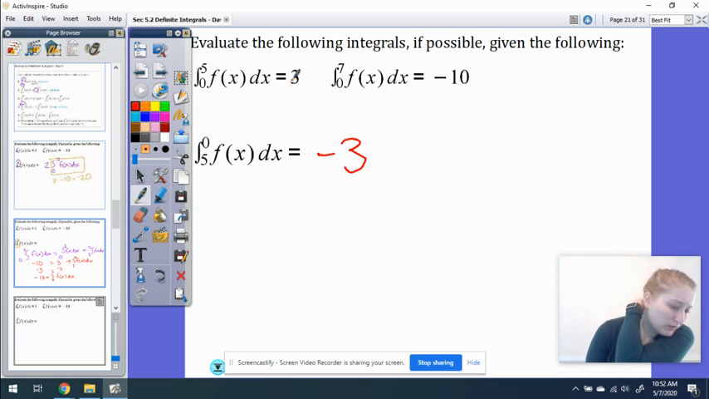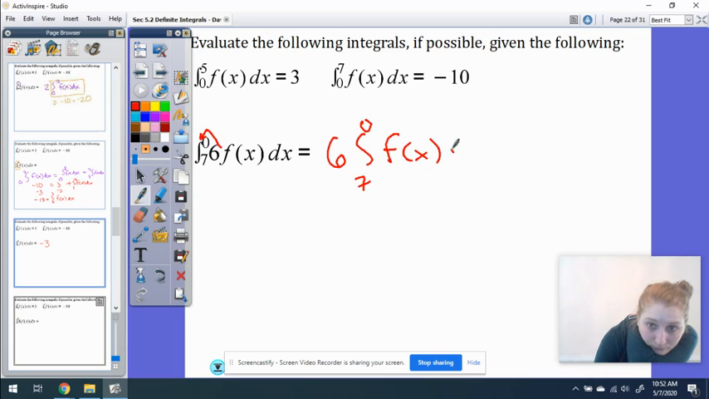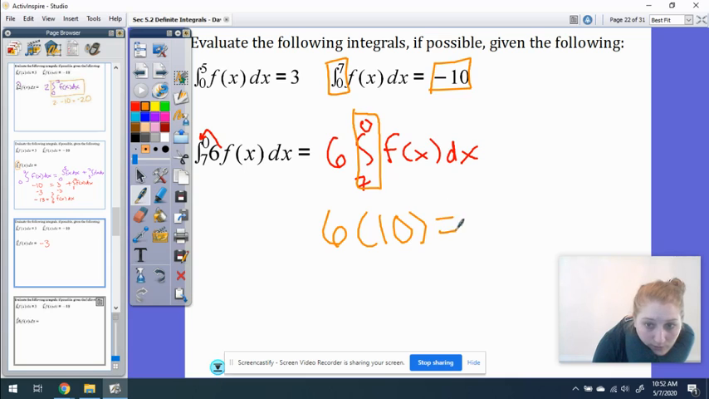Okay. Next. All right, so this has got a lot going on here. We can take out the 6. Okay, and then the other thing that I was noticing is this and this are reversed. So I would do the opposite of -10. What's the opposite of -10? +10. So we'll do 6 times 10, which is 60.